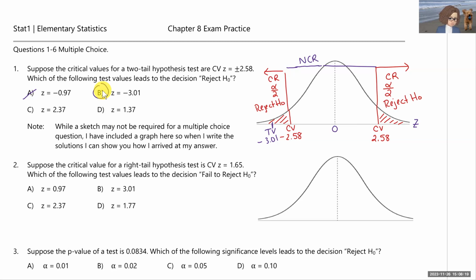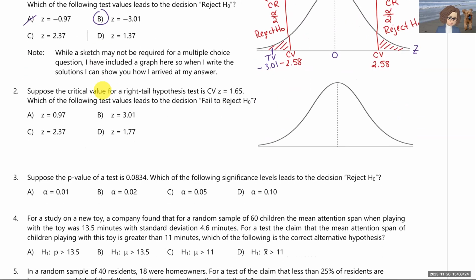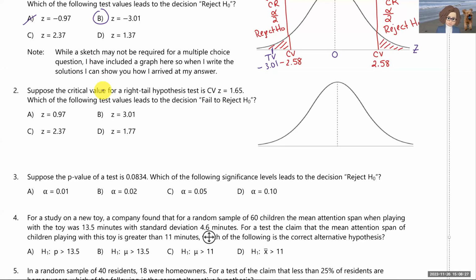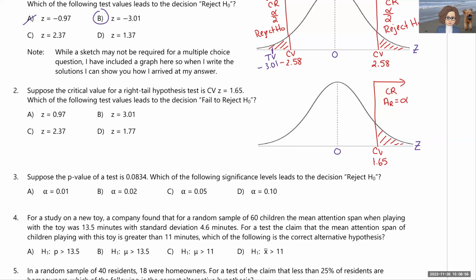All right, let's take a look at number 2. So suppose the critical value for a right tail test. So we have a right tail test. We're still dealing with our z-scores here. So I'm just going to put my z there, 0 in the center. And then let's draw the critical value. Again, not worrying about to scale, but it's a positive number, so I know it's to the right of 0. And if it's a right tail test, we have a critical region just on the right. That area to the right would be alpha.